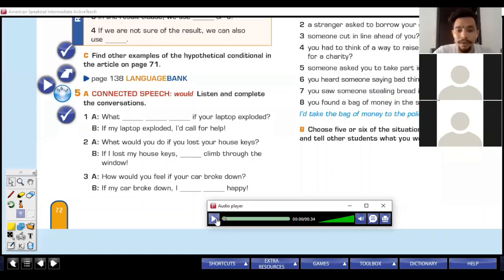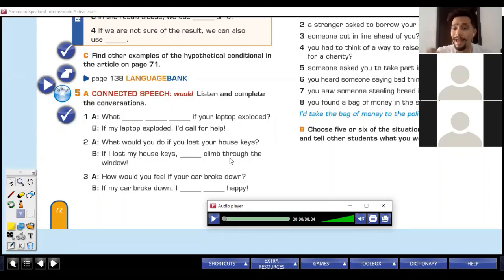All right. So, how about the first one, guys? Number 1. I want to answer. All right, go ahead, miss. What would you do if your laptop exploded? Exploded. All right, what would you do if your laptop exploded? Good. How about number 2? Me. Go ahead, Valeria. If I lost my house keys, I climb through the window.